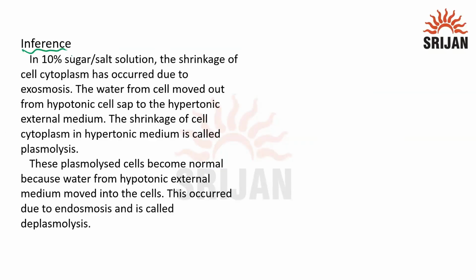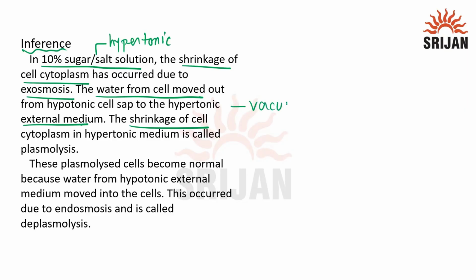So what we got: with the 10% sugar or salt solution, the shrinkage of the cell cytoplasm occurred because of exosmosis, because we put a hypertonic medium. Water from the cell moves out to the medium, and the shrinkage of the cell takes place. It leads to the vacuole shrinking and disappearing. The cell membrane will also shrink, and the cell will shrink.